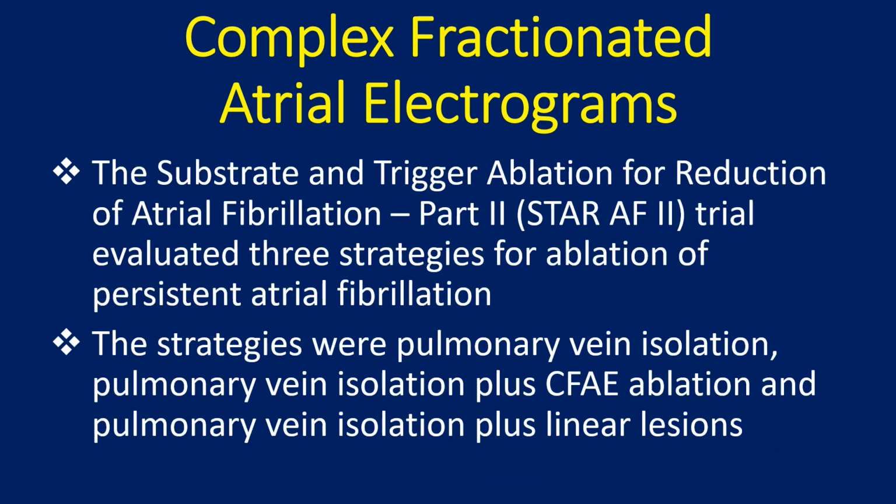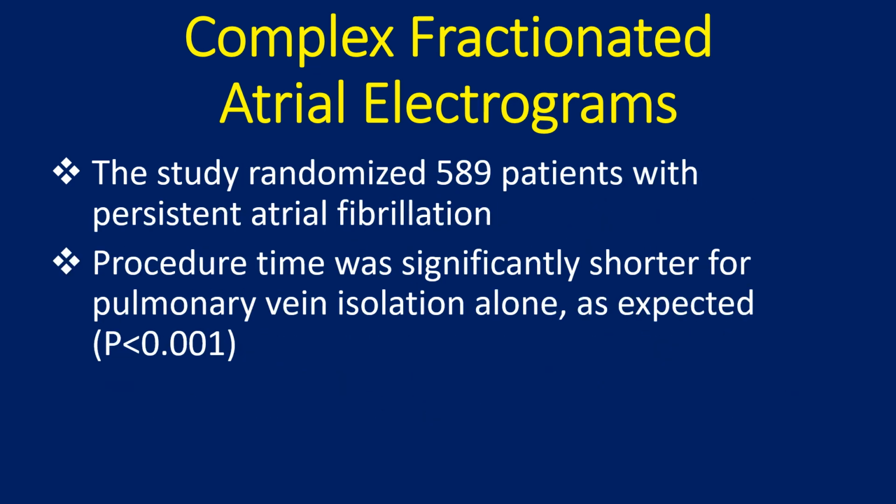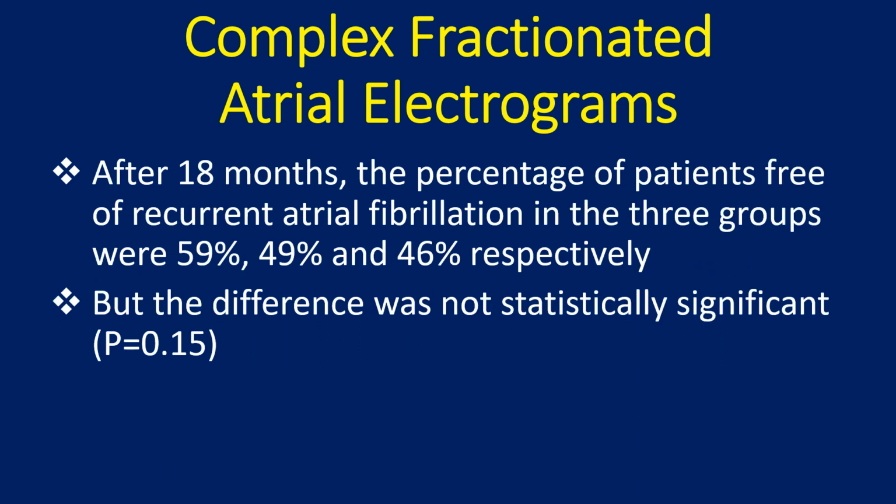The STAR-AF2 trial evaluated 3 strategies for ablation of persistent atrial fibrillation. The strategies were pulmonary vein isolation alone, pulmonary vein isolation plus CFAE ablation, and pulmonary vein isolation plus linear lesions. The study randomized 589 patients with persistent atrial fibrillation. Procedure time was significantly shorter for pulmonary vein isolation alone, as expected. After 18 months, the percentage of patients free of recurrent atrial fibrillation in the 3 groups were 59%, 49% and 46% respectively, but the difference was not statistically significant.